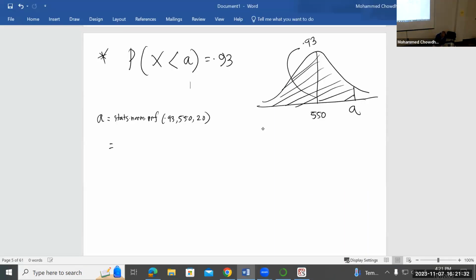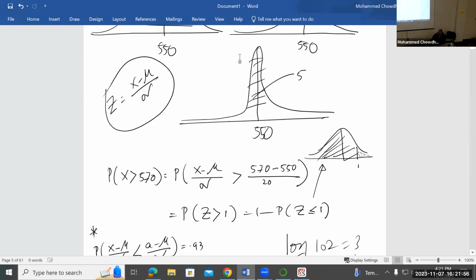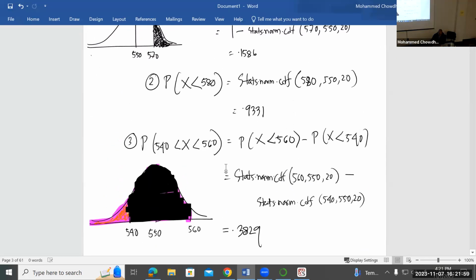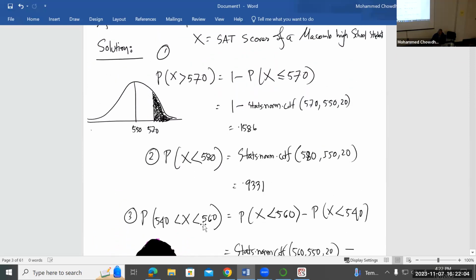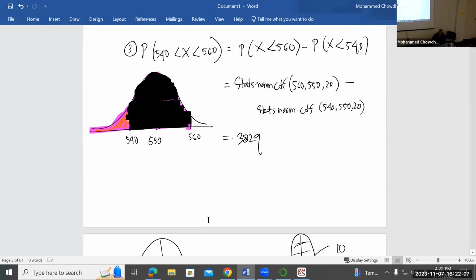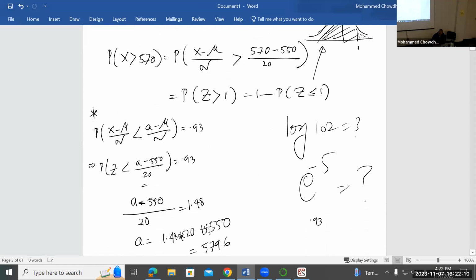We have solved so far four types of problem. One is greater than, number two less than, and number three between. Take a look. This is the between one, this is less than, and this is greater than. Greater than, less than, between. These three types, and then we also find the inverse problem.